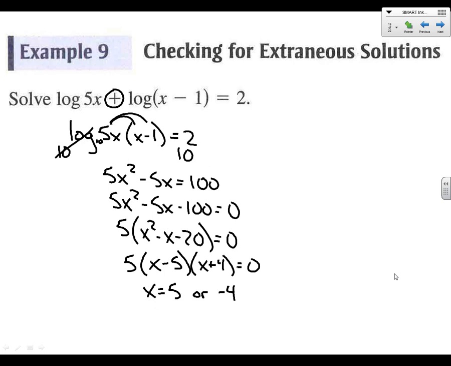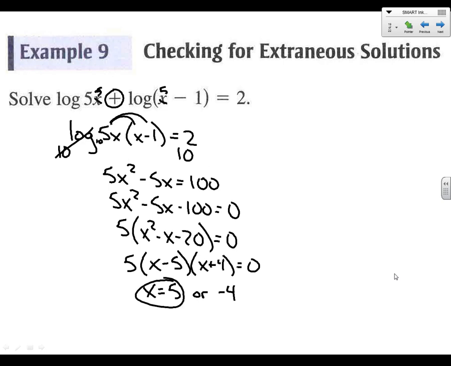We'll go all the way back to the very beginning. So the key on this is that you have to do logarithms of positive numbers. No zeros, no negatives. So when we plug in 5 right here for x, that's a positive. And then 5 minus 1 is still positive. No problem. We like 5.